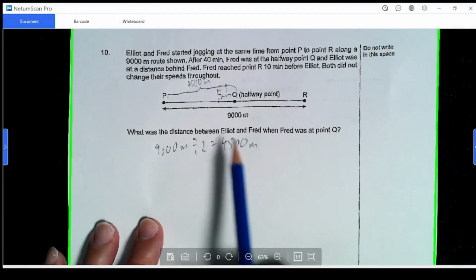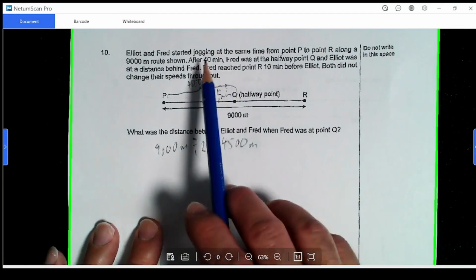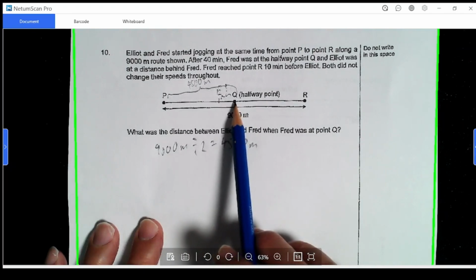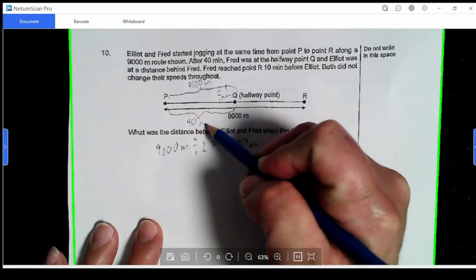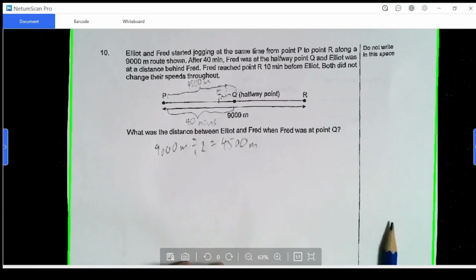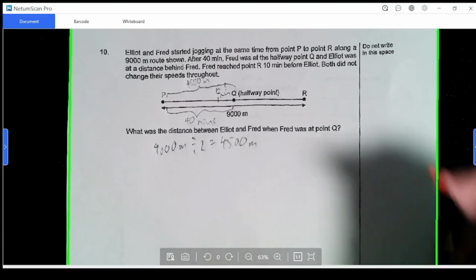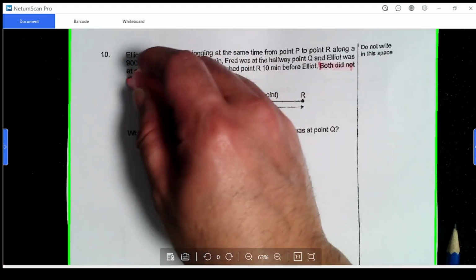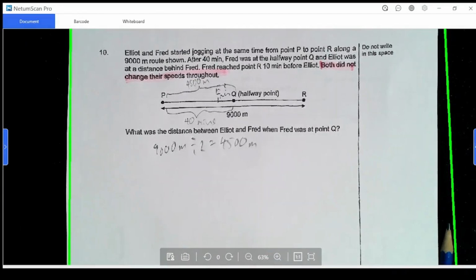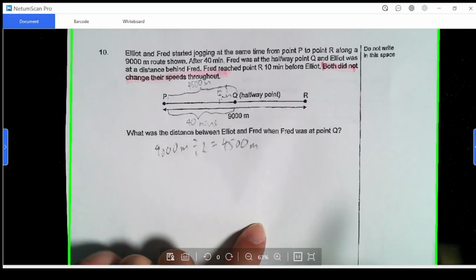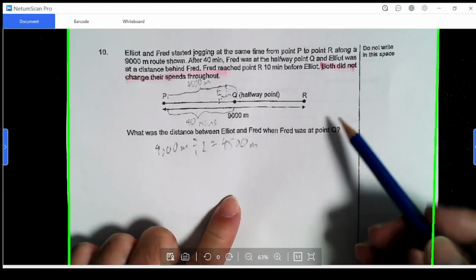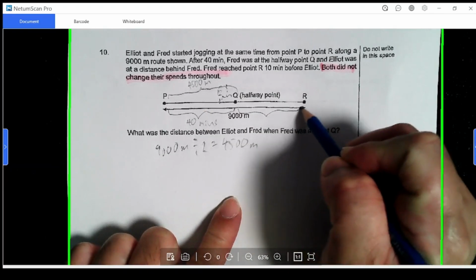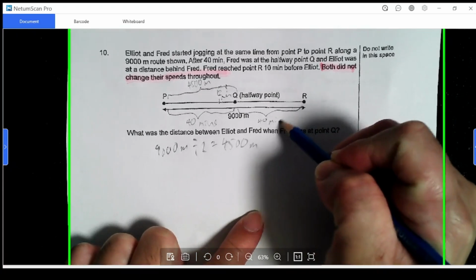And Fred reached halfway point in 40 minutes. Okay, so 40 minutes. Both did not change their speeds throughout. This sentence is very important. Both did not change their speeds throughout. Which means, how long is Fred going to complete the rest of the journey? Another 40 minutes, right? They did not change their speeds throughout. So another 40 minutes.